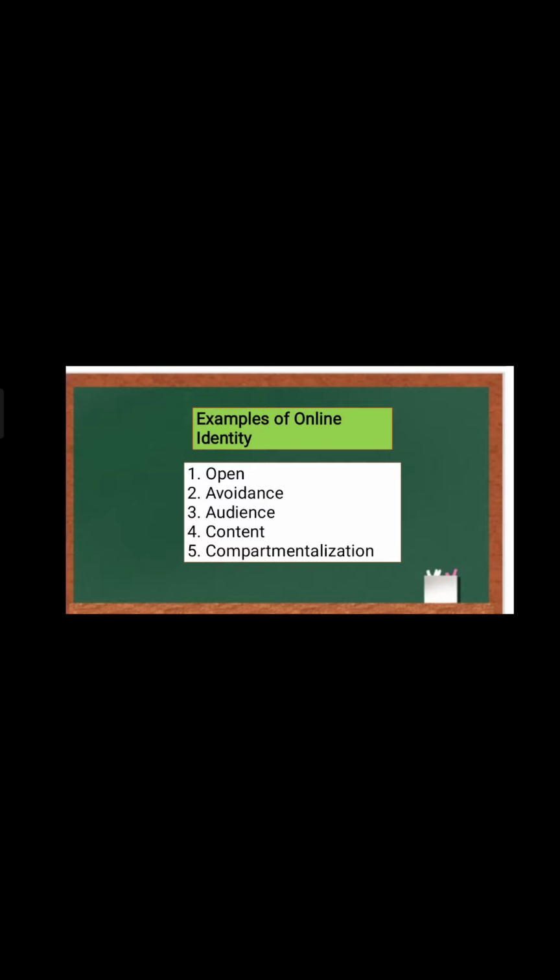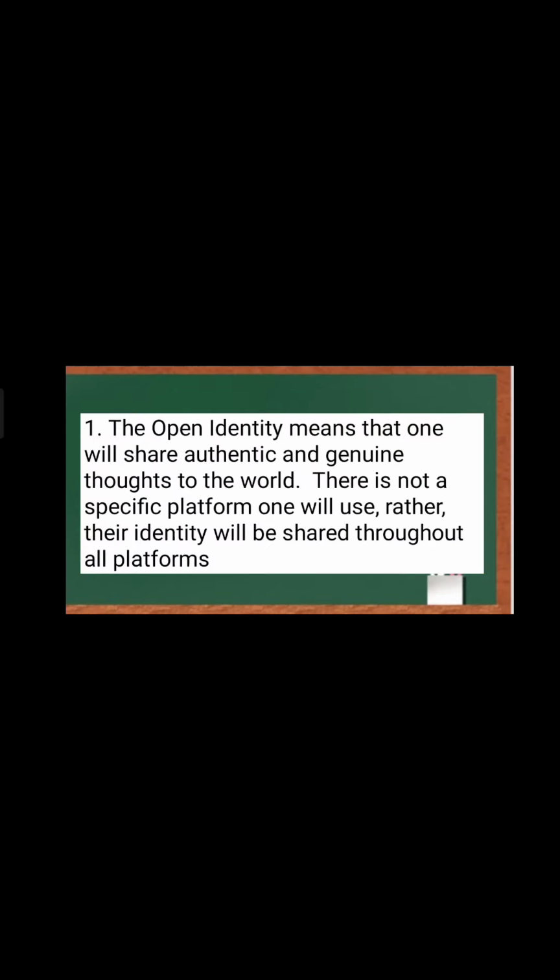There are 5 examples of online identity. First is open. Second is avoidance. Third is audience. Fourth is content. And fifth is compartmentalization. So the first example we're going to tackle is open identity. The open identity means that one will share authentic and genuine thoughts of the world. There is not a specific platform one will use. Rather, their identity will be shared throughout all platforms.